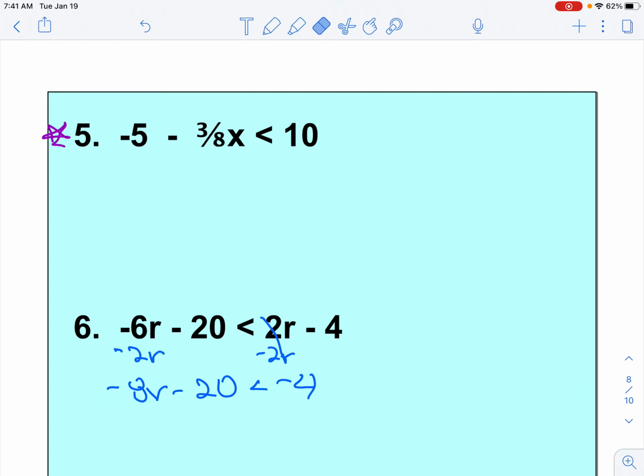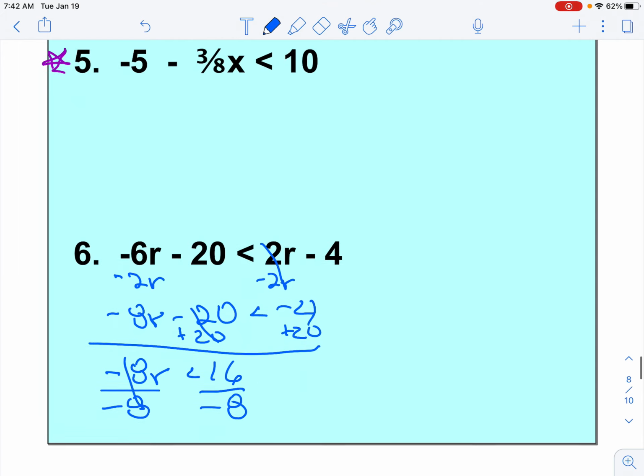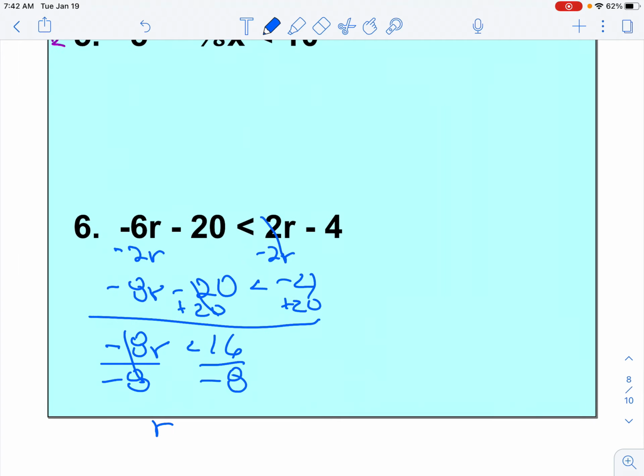I have to get my plain old numbers on the other side of the equation, so I'm going to add 20. And now that gives me -8r is less than 16. Now I divide by -8, and that gives me r. I divided by a negative, so again I have to flip it, and that is going to give me r is greater than -2.